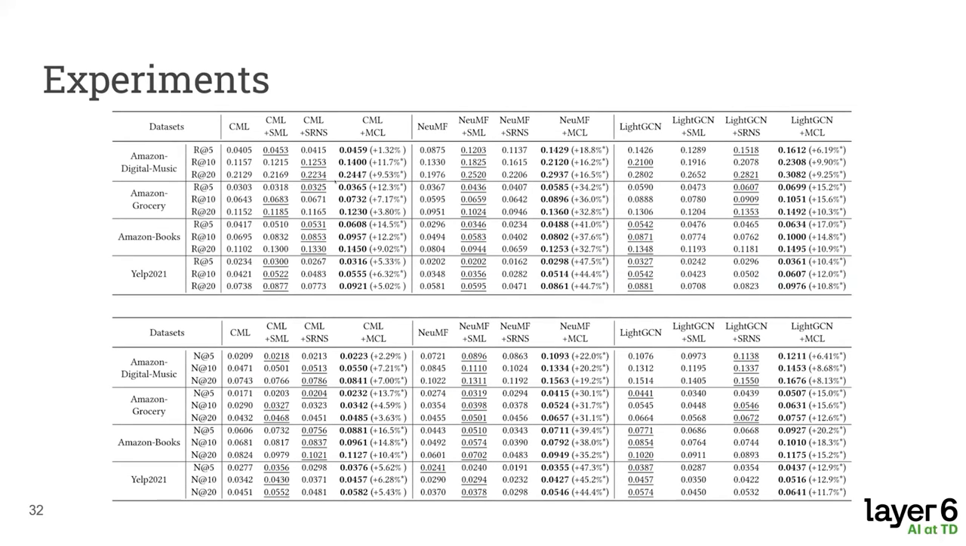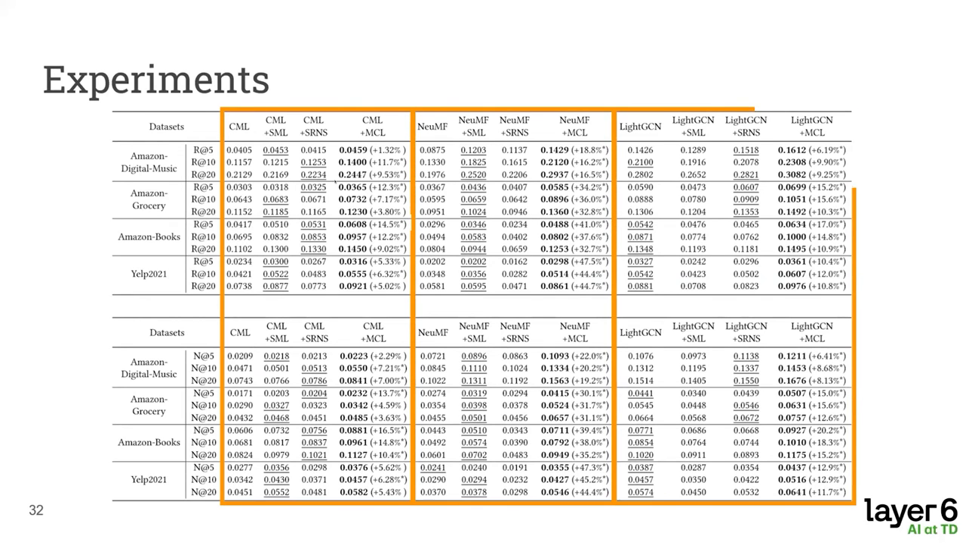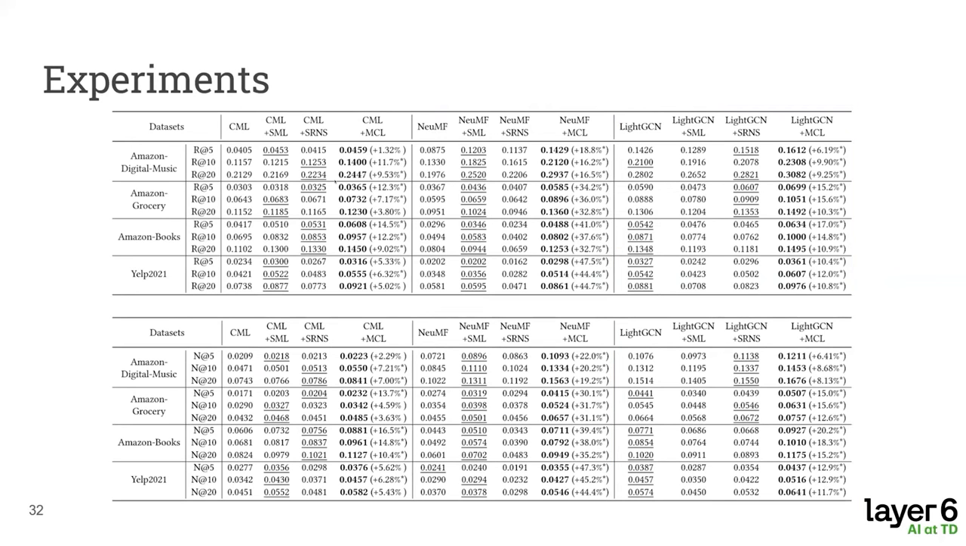For the first set of experiments, we compare our loss MCL with two other losses, SML and SRNS. We implement these three methods on three different models, CML, NewMF, and LightGCN. We denote models trained with SML, SRNS, and our loss as plus SML, plus SRNS, and plus MCL, respectively. We also compare with models' original performances.